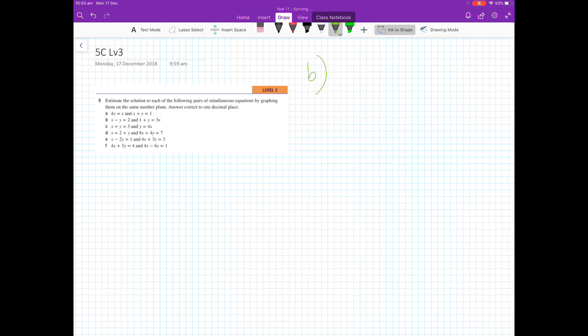Alrighty, let's jump over to B. Same thing again, when you get y on its own, so we're going to add y over there and minus the 2 over there, so we get x minus 2 equals y.